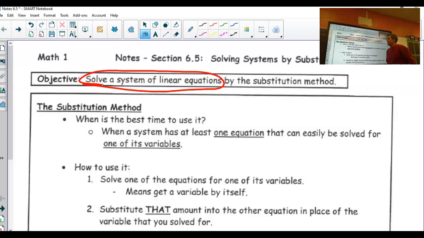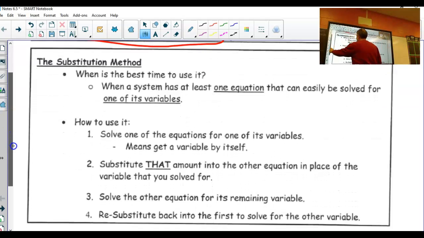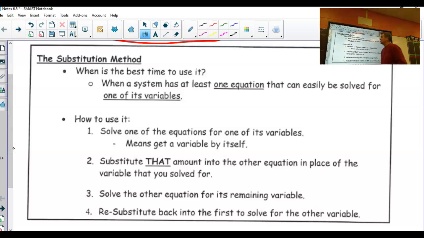of linear equations. So up top here, I have simply given you a box with all the directions. I don't really need to read through the box. At least I'm not going to do the whole thing. I will come back and refer to this box as I do the first example. Okay? So the one thing you should know is when is the best time to use the substitution method?